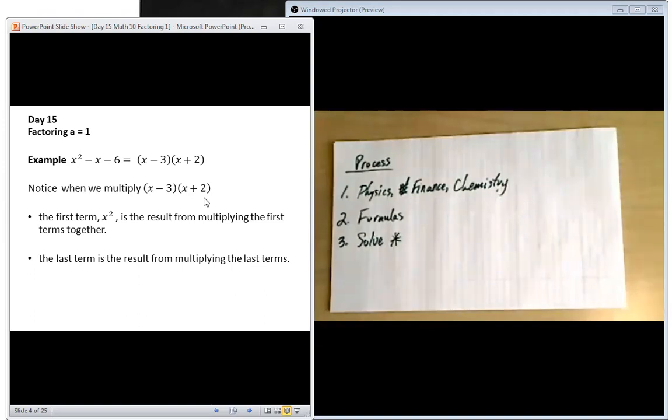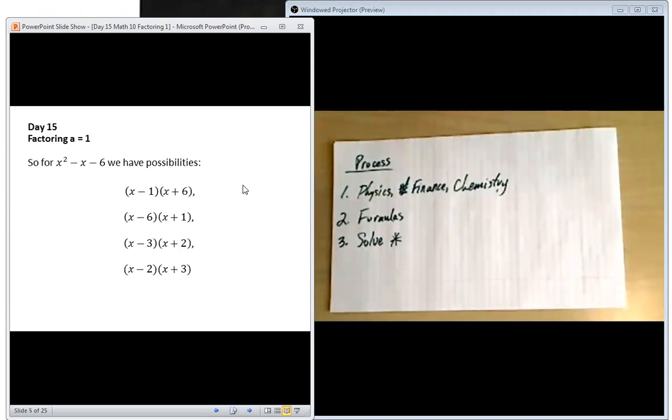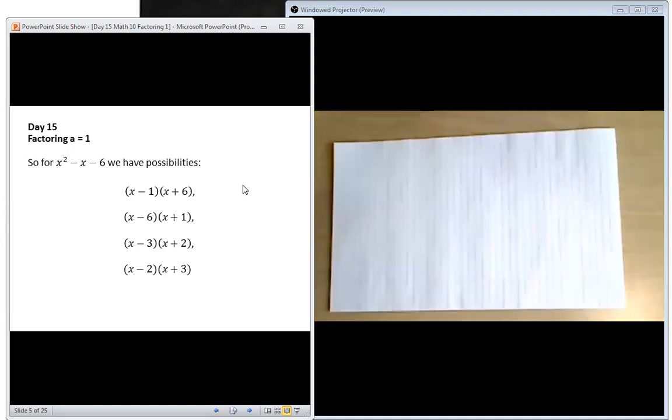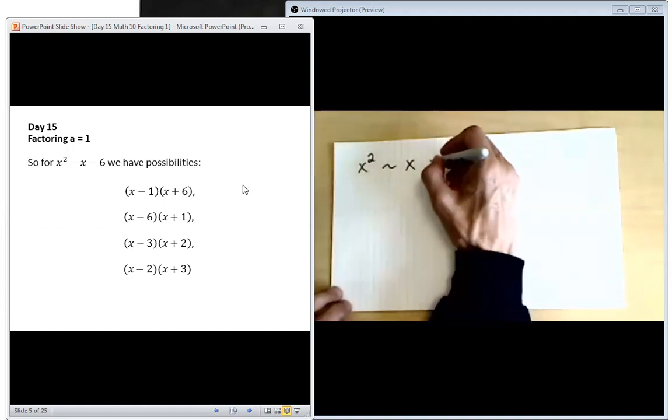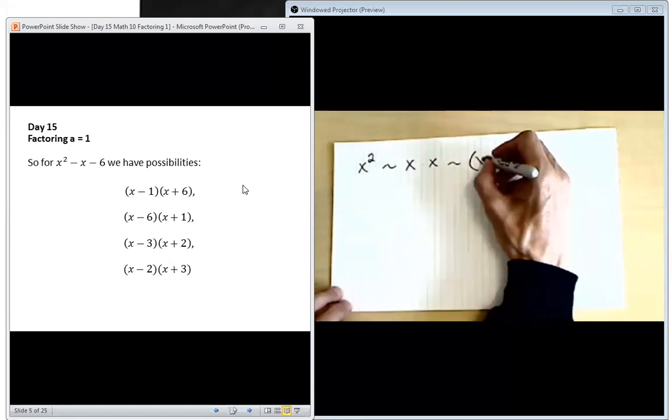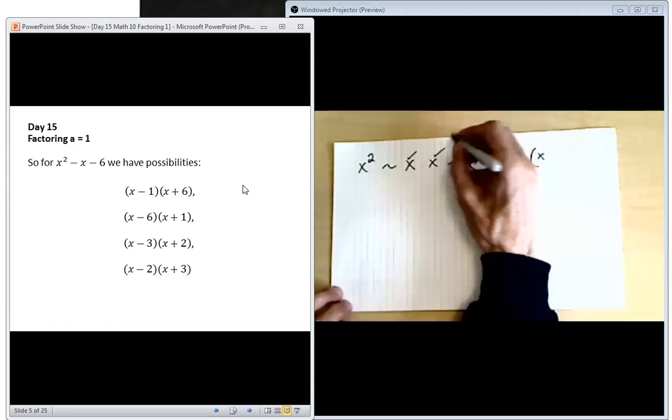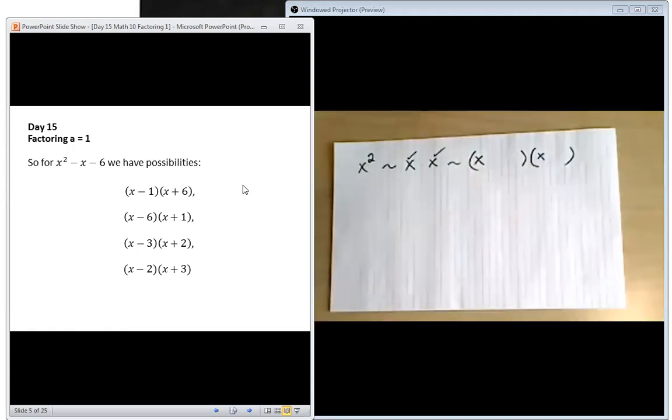Beautiful. So, looking at this, these are all the possibilities that will give x squared in the beginning and also a minus 6 at the end. So what do we have to do in order to create this list here? You have to look at the first term, x squared. That comes from an x times an x. And so one bracket gets the first x and the other bracket gets the other x like that. True? True.